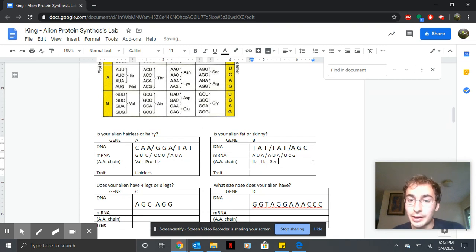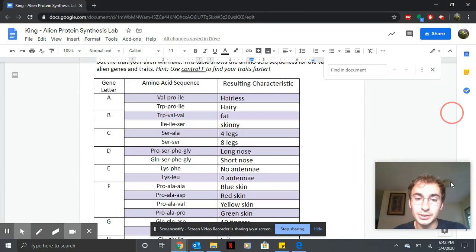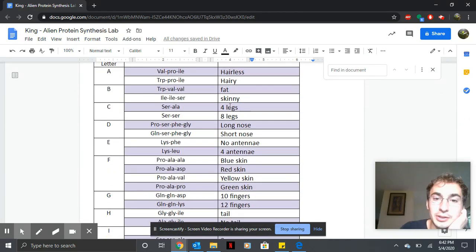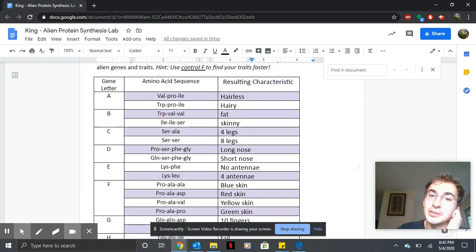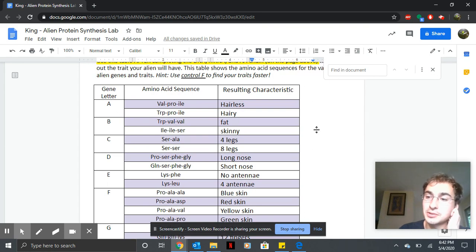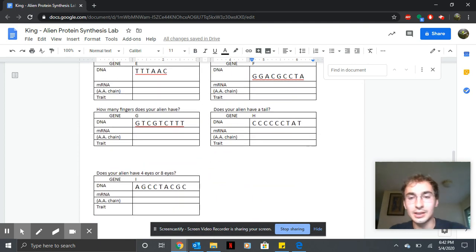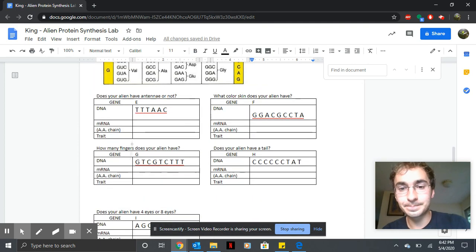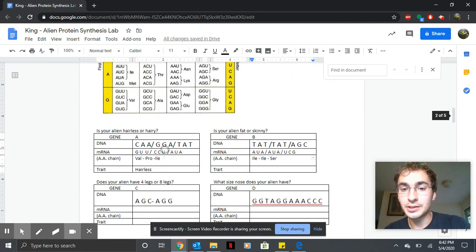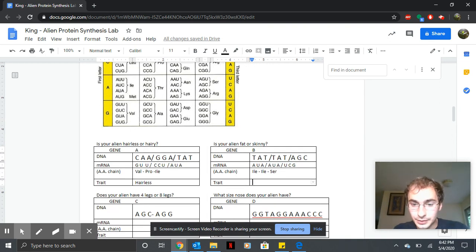That's it. IL, Ser. So what you do, you look for IL, Ser, skinny. This alien was skinny. Okay. As you notice, we're going to keep going down farther the list the more we do these. So IL, Ser, skinny. So this alien didn't have hair and it was skinny. Kind of like the picture I had above. Okay. That's the second page. That trait was skinny. Okay.